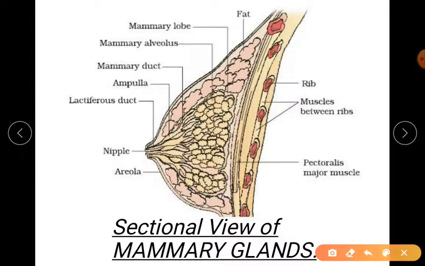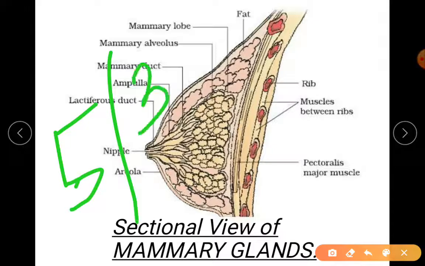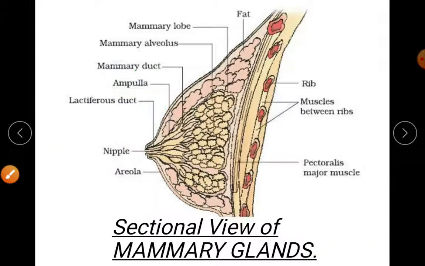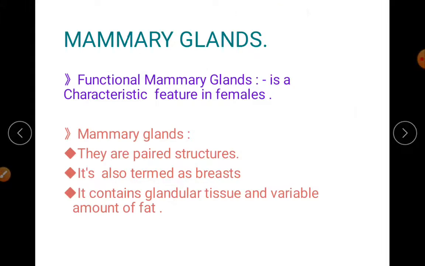Since there are more than 8 labelings, this question can be asked for 5 marks or 3 marks. So if it is 3 marks, put 6 labelings. If it is 5 marks, put 8 or 10 labelings. Let us understand about mammary glands.